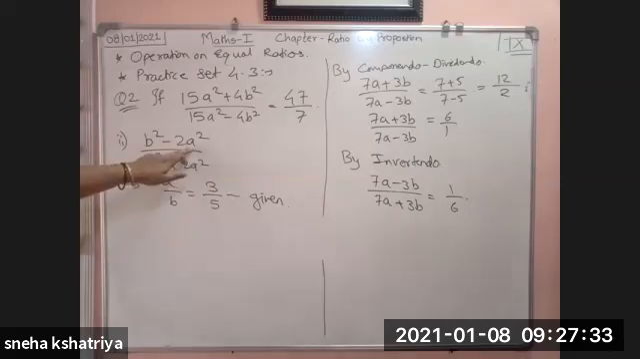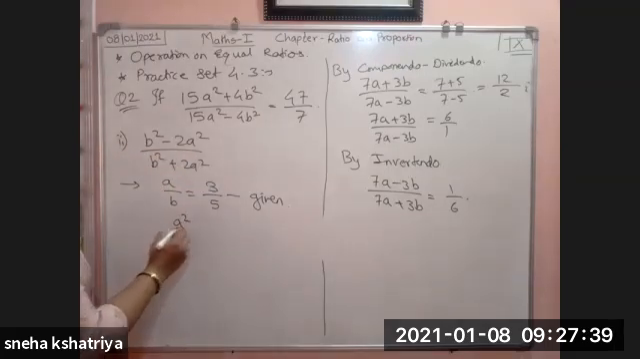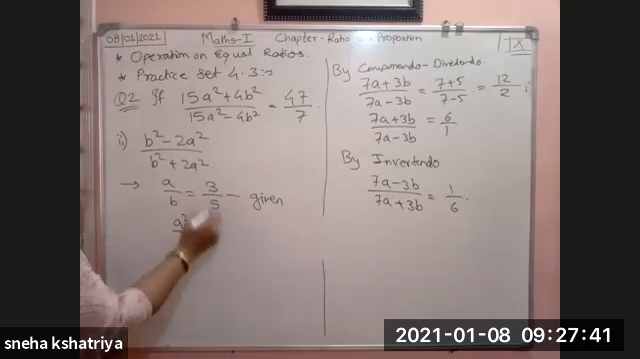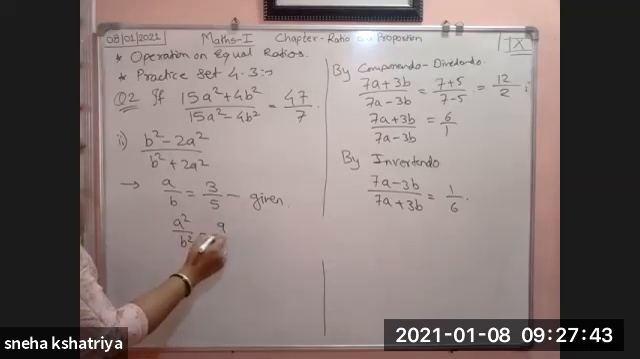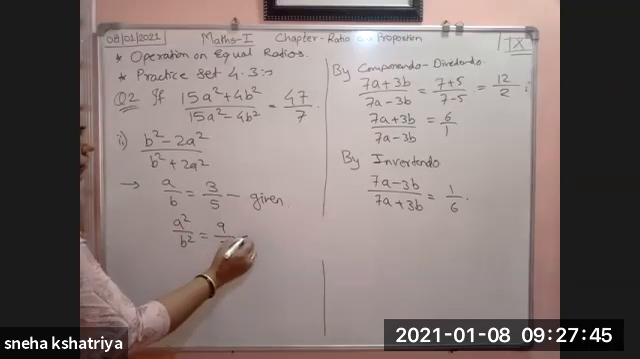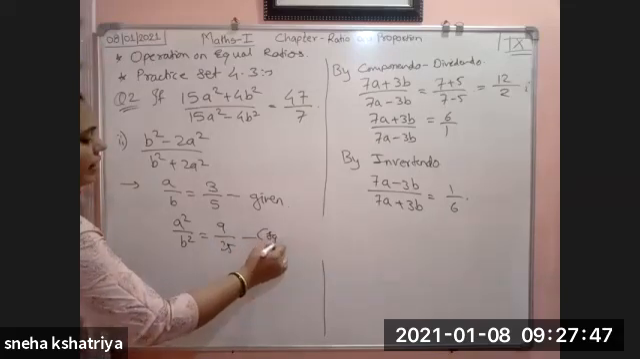Now see here, square terms are there: a square, b square. So we have to square on both the sides. So this becomes a square upon b square is equal to 3 square is 9, 5 square is 25, and this is by squaring.